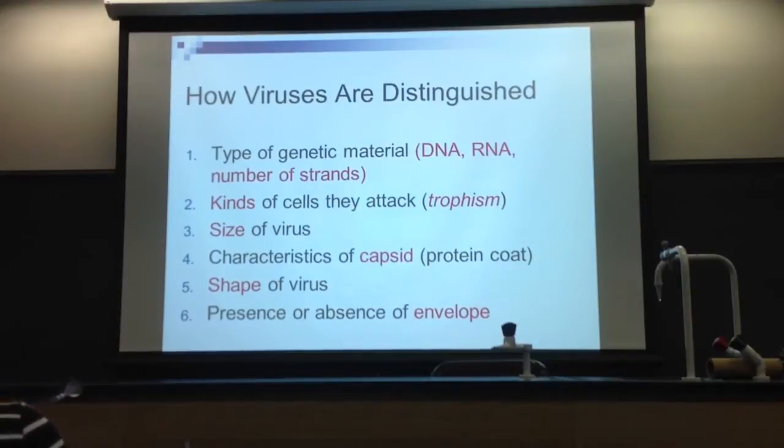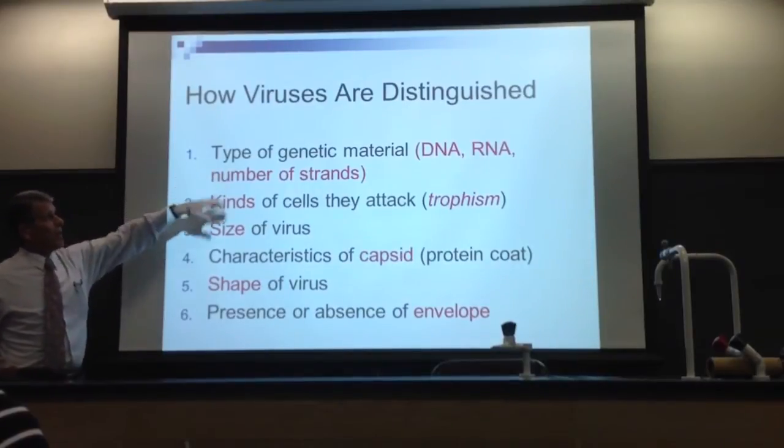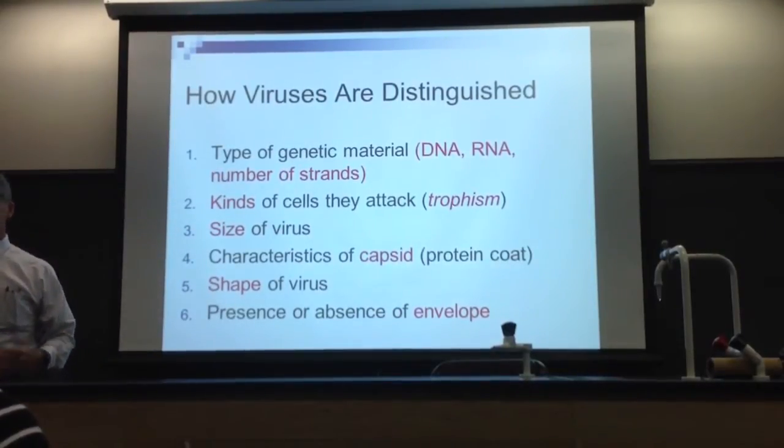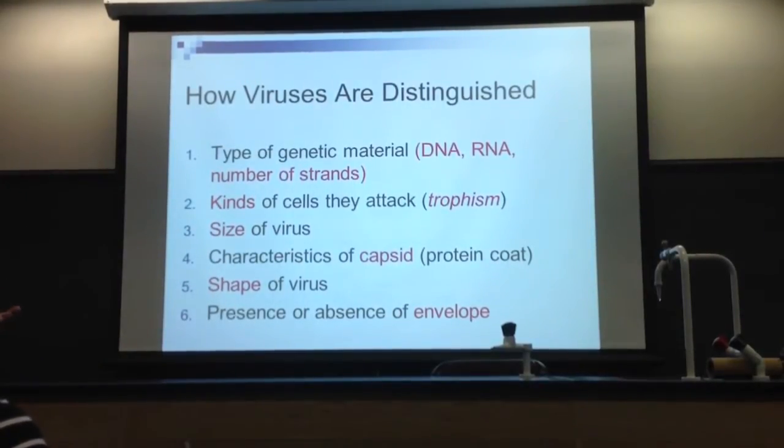Well, here's how we distinguish viruses. And we have to do this because they're exquisitely small. They don't have a lot of characteristics. You can't say, well, he's 5 foot tall, blue-eyed, and brown hair, whatever. So the first thing is RNA and DNA, and the number of strands. Are they single-stranded or double-stranded? RNA or DNA.